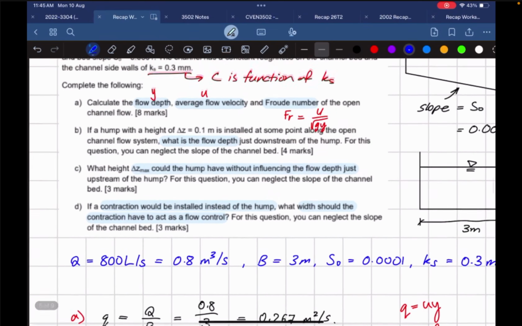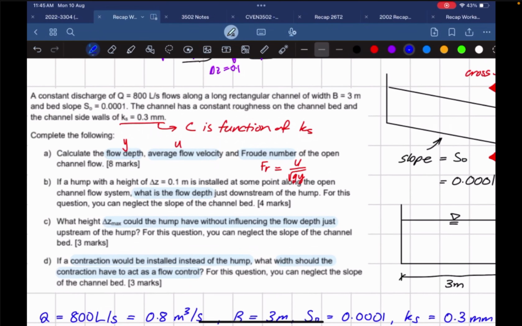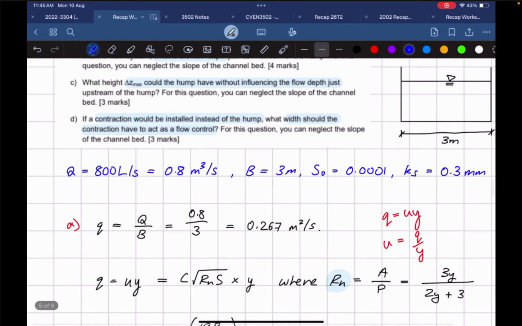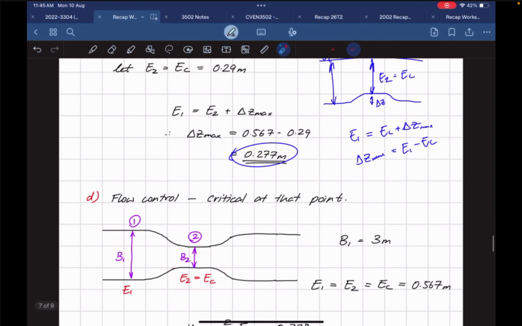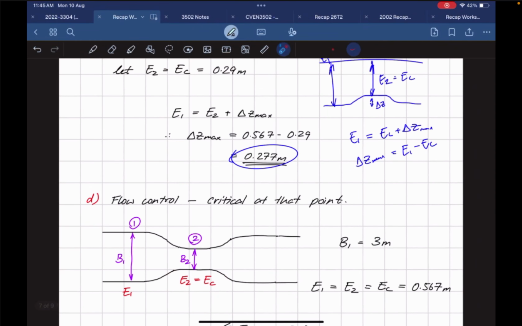I don't have much time, so I'm going to go through this pretty quickly. If a contraction would be installed instead of a hump, so changing what the flow control is, what width should the contraction have to act as a flow control? For this question, neglect slope of the channel bed. Lovely. So let's draw up a diagram. At the flow control, it's going to be critical, which means E2 is going to be equal to EC. We know the width at the point. This diagram, by the way, is a plan view. So we're looking at it from the top, because it's a contraction. We're not looking at it from the side anymore. So this is our channel width, which has contracted down to B2 now.